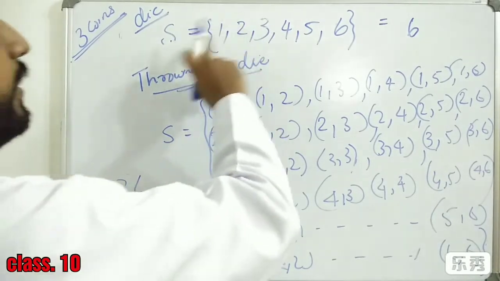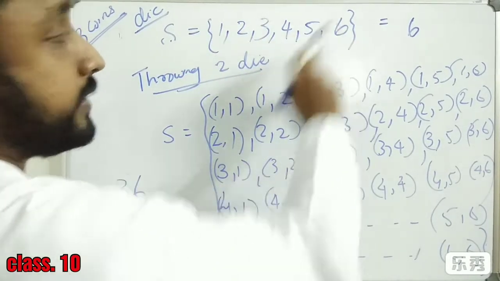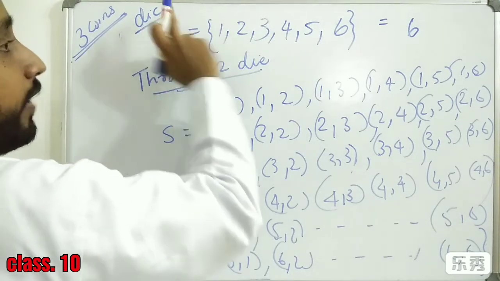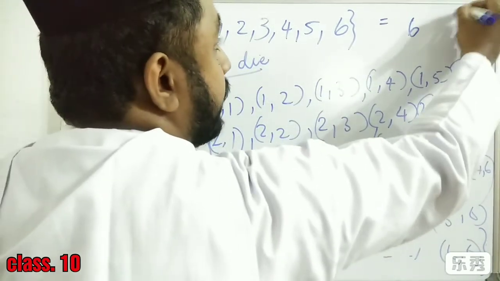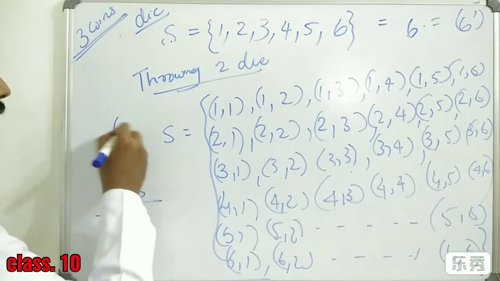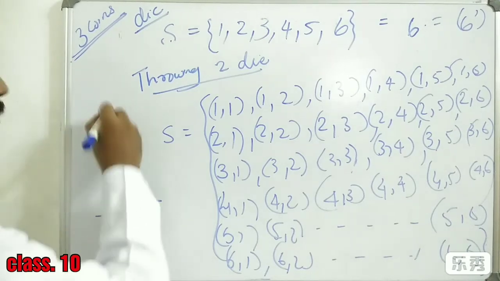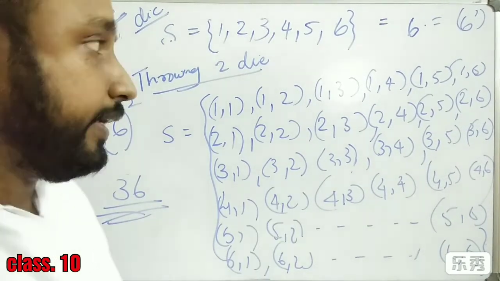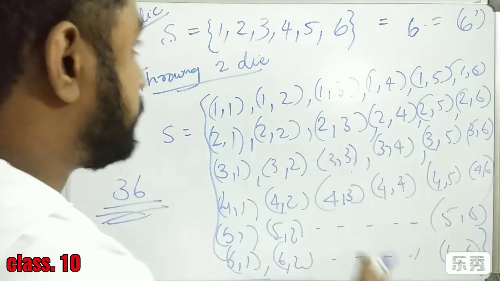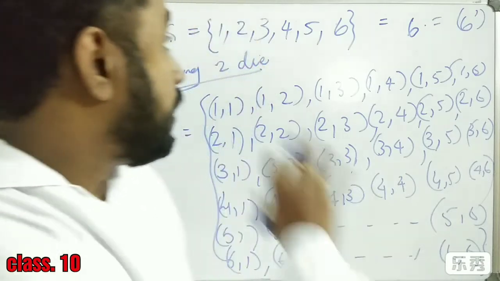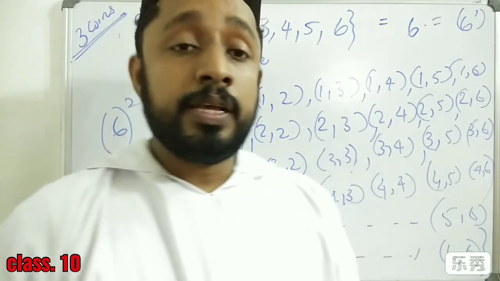In a die there are 6 outcomes: 1, 2, 3, 4, 5, 6. So throwing a die 1 time gives 6 raised to 1, that is 6. Here 36 outcomes are there. A die has 6 outcomes, so throwing 2 times means 6 raised to 2, that is 36 outcomes. So this is the sample space of throwing 2 dice. The set of all outcomes of an experiment is known as the sample space.